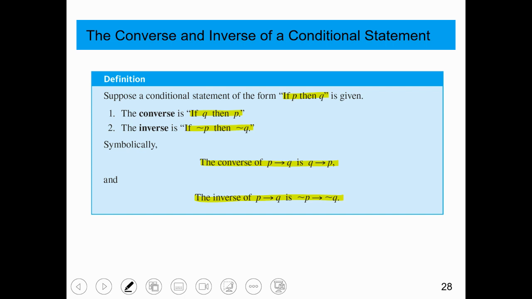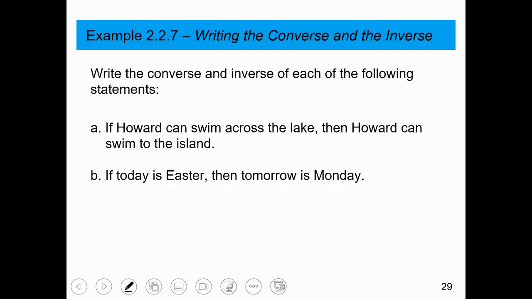Now, it should be noted that the converse and the inverse of a conditional statement are not logically equivalent to the original conditional statement. Okay, certainly not always. Please excuse my barking dog. So let's write the converse and inverse of each of the following.